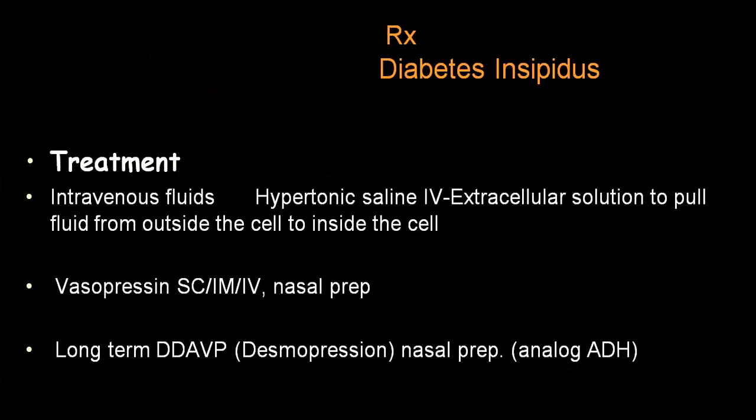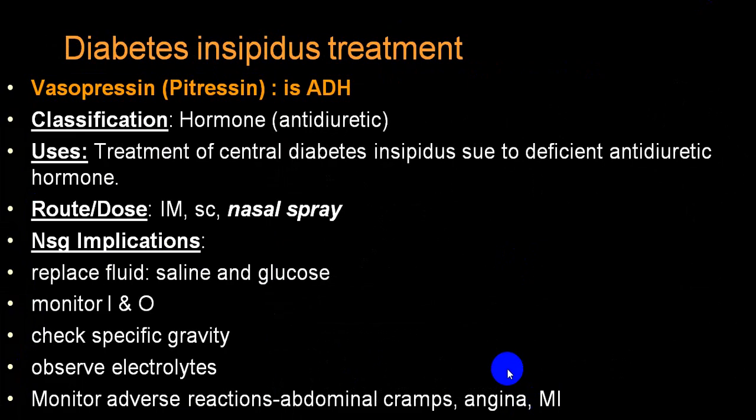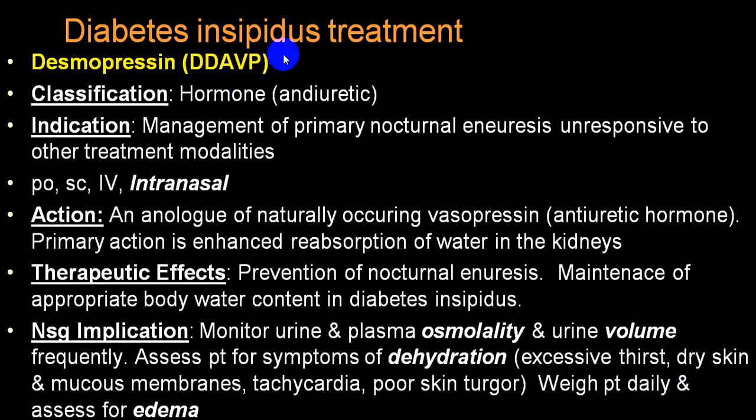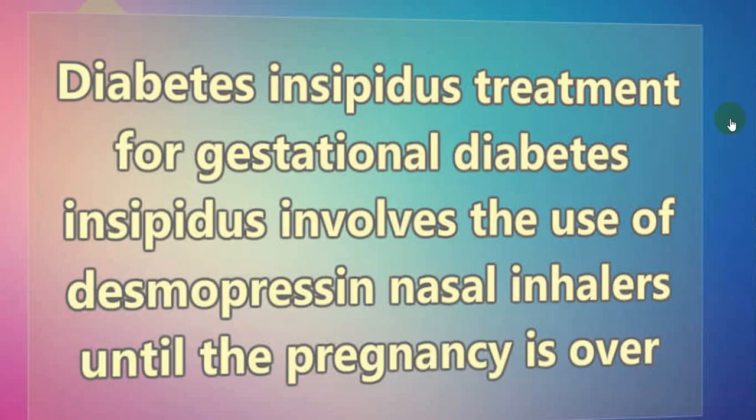We already discussed regarding central diabetes insipidus. Pitressin is a drug of choice. Synthetic preparations are there. By and large, now desmopressin is a drug of choice which is being utilized in the form of a nasal spray. So pitressin use, desmopressin use. This is in detail. Primary polydipsia, the main important thing is restrict fluid intake, which is the main treatment in primary polydipsia. Diabetes insipidus during gestation usually involves the use of desmopressin by means of nasal inhalers until the pregnancy is over. May or may not require it continuously.